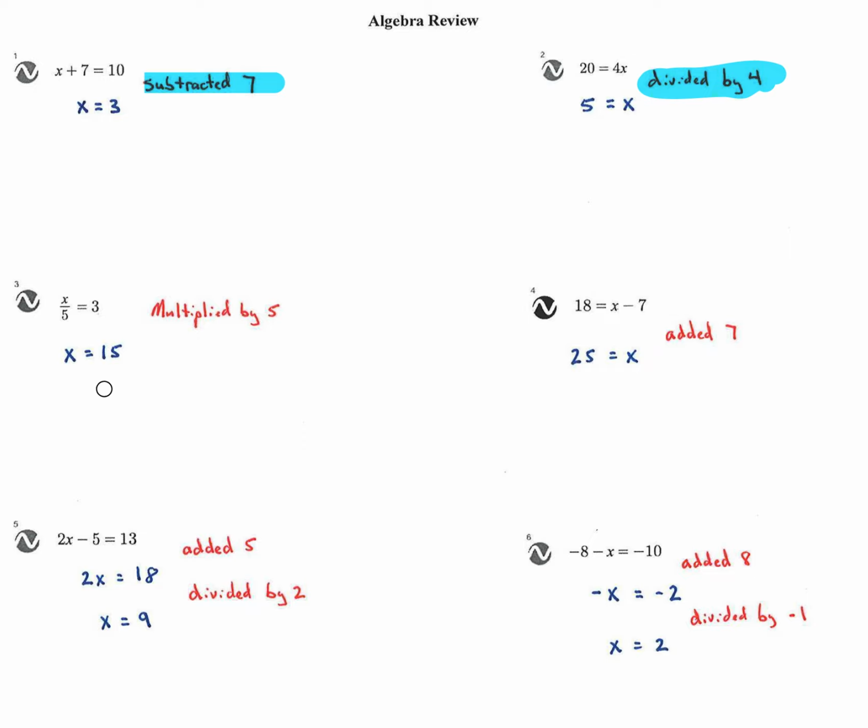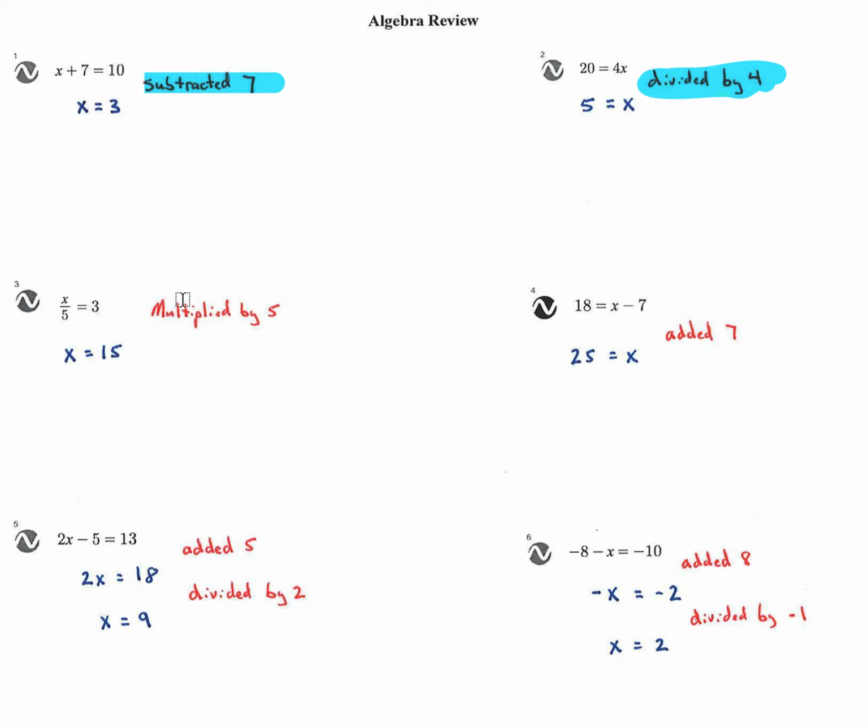Okay, look down here. This is x divided by 5 equals 3, or x over 5 equals 3. I want to get rid of the 5. The 5 is dividing. So of course, to move it to the other side of the equation, I have to multiply. So what did I do? I multiplied both sides by 5. 3 times 5 is 15, and then I'm done, right?